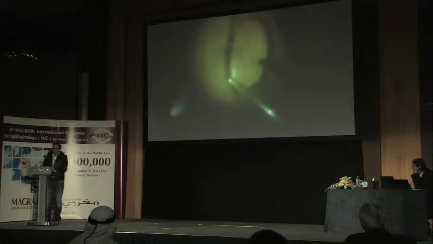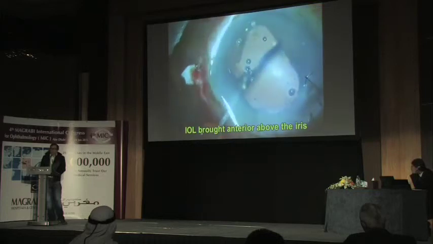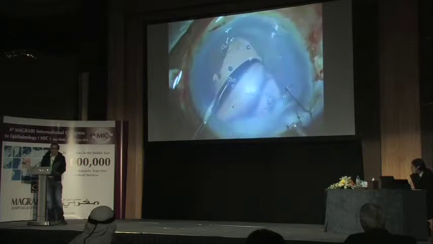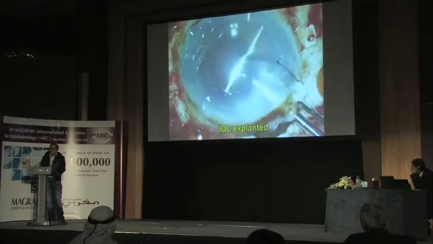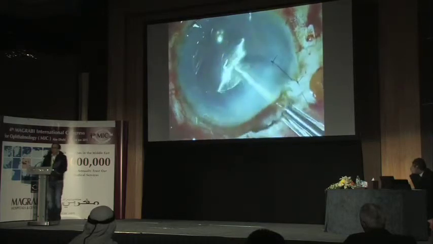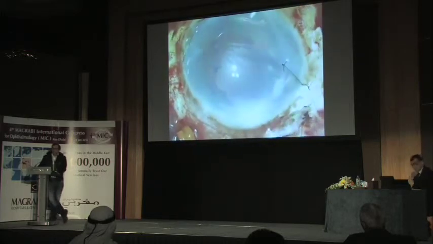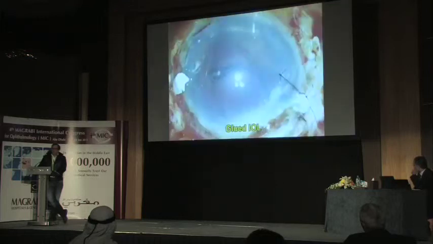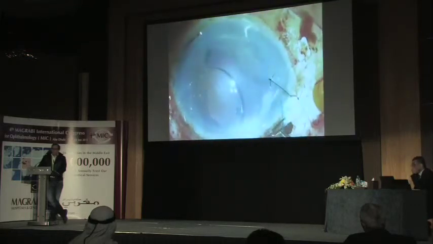This has also been published in the BJO just now. Shift to a forceps, grab that broken haptic. Once my broken haptic has been caught, I will now externalize or explant that IOL. I'm using a rod with my left hand to prevent that IOL from falling down. Once that has come out, now I do a glued IOL. This one you know now very well, how to do the glued IOL technique.